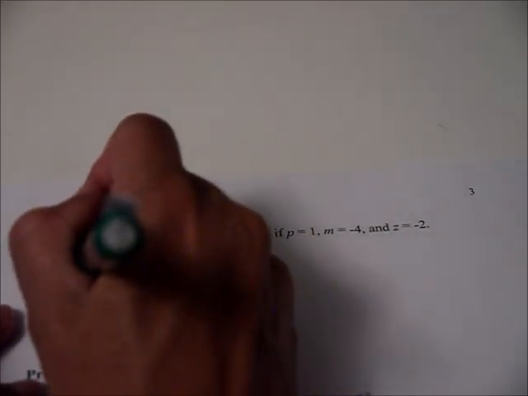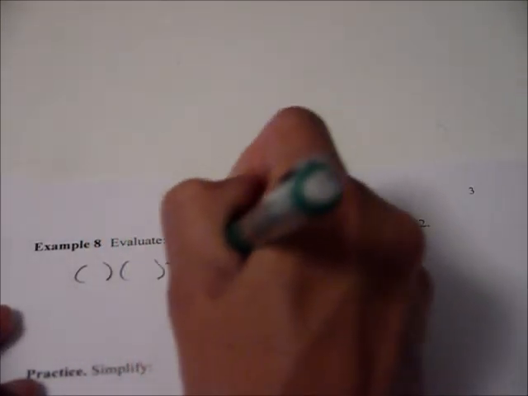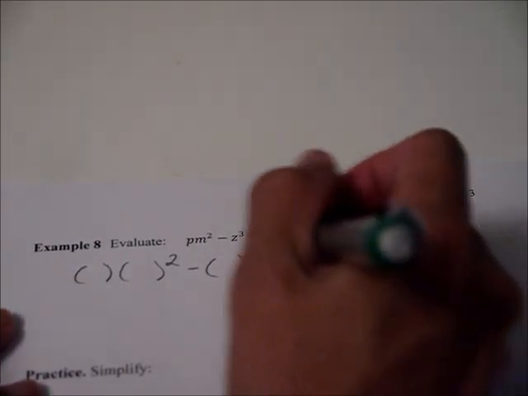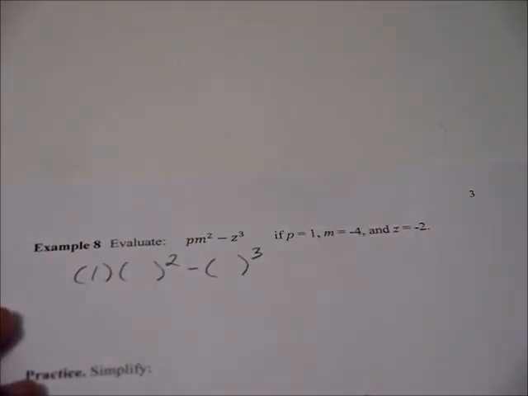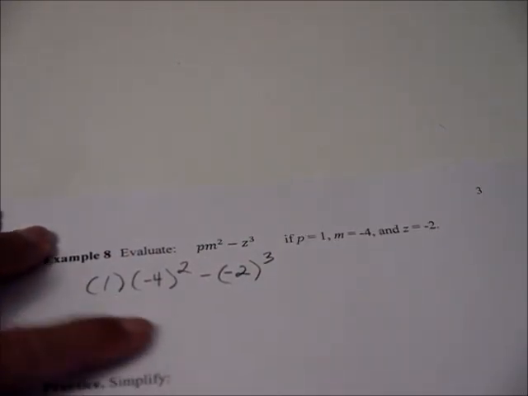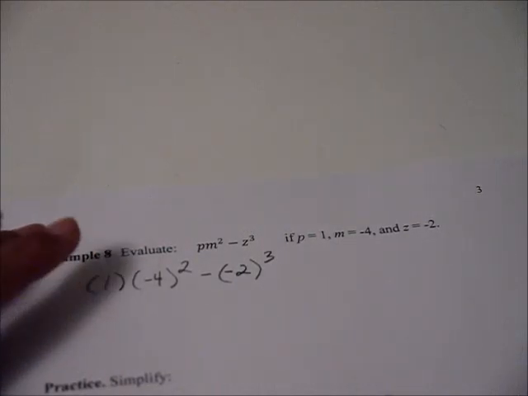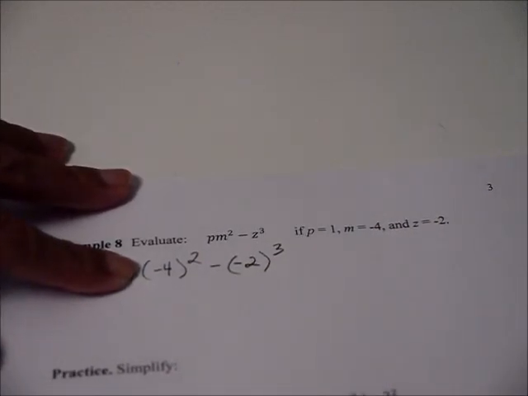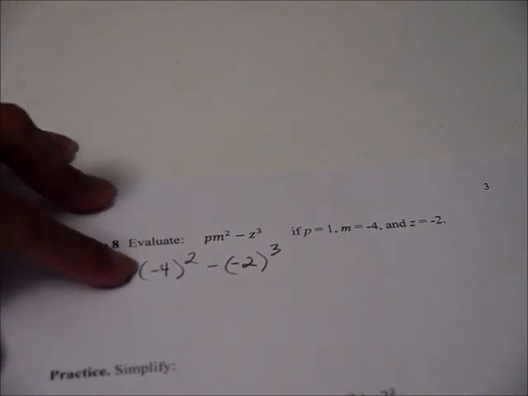This one is another evaluate. So go ahead and put parentheses where there was a variable. It should look like that. And we have p is 1, m is -4, and z is -2. So yes, this is going to get complicated. Now this 1 out here times anything does nothing. Remember, it's the identity property of multiplication. So it becomes worthless. This is technically just the question now, the 1 just taking up space.